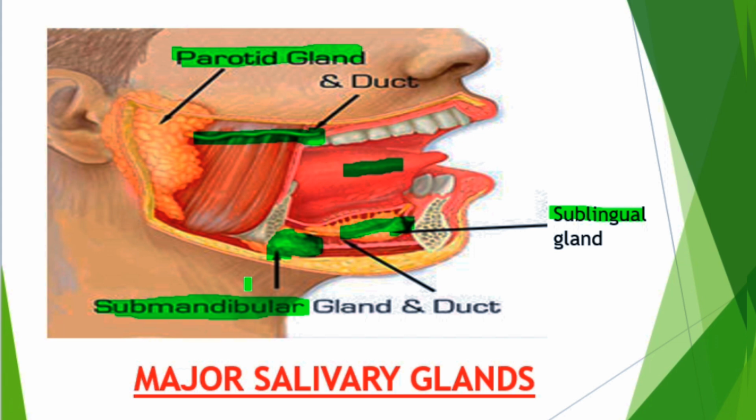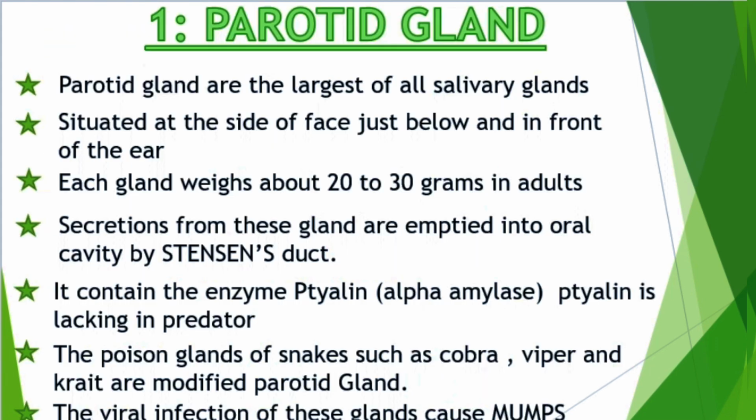Now let us discuss some more about the parotid gland. The first major salivary gland is the parotid gland. This is actually the largest of all salivary glands. This point is very important. The largest salivary gland is the parotid gland.